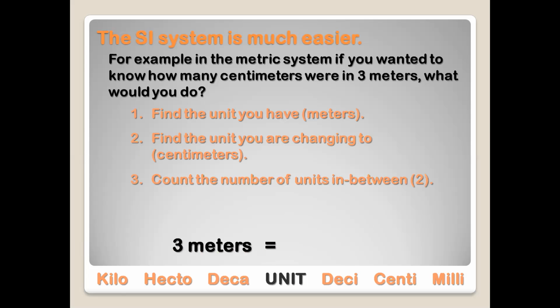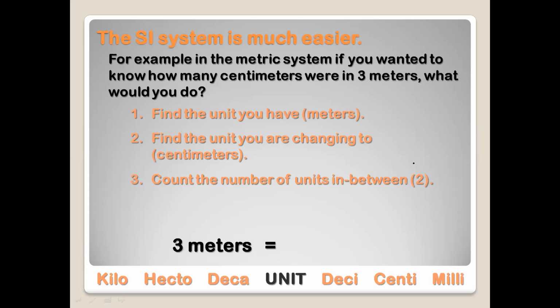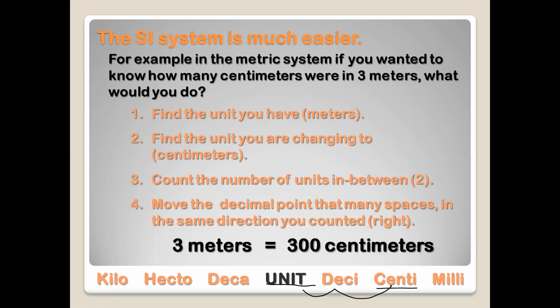So how many units are there between these? When you look at meter and centimeter, there are 2 units between. Meter is the unit and centi is what you're going to convert to. So 1 and 2 units. So add as many zeros towards the right. You will get 300 centimeters because you are changing towards the right. So 3 meters means 300 centimeters.